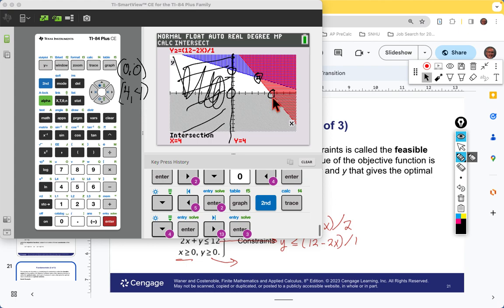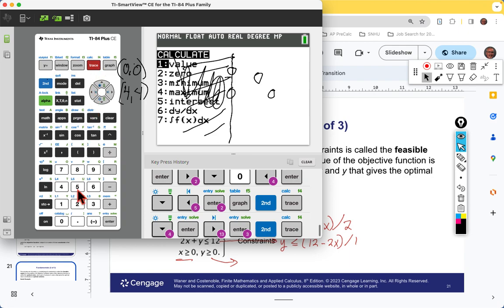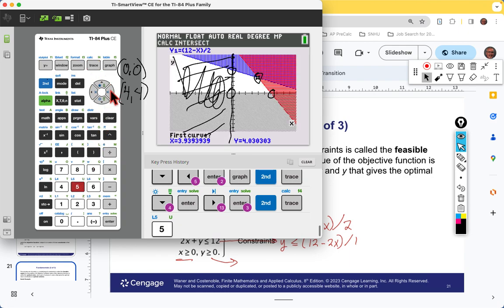Now it's a little bit harder. Well, this one down here I could find also, right? The one down on the y-axis. I go second trace, which gives us the calc. I'm going to go to number 5. No, that's not the line I want. So the up and down arrow gets you to change lines. Okay, that's the line I want.